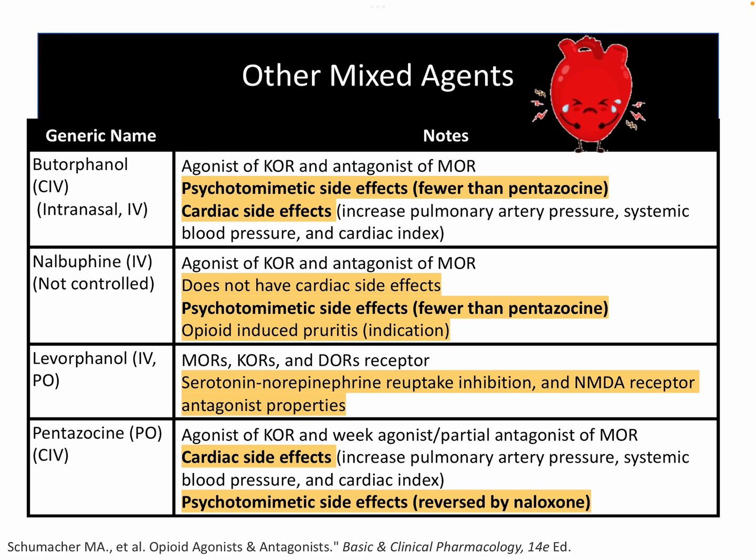Some other agents that we want to consider: butorphanol. Sorry, I apologize. We were just talking about buprenorphine. You can see all these have different effects on mu-opioid receptors and such. You can see some of them are receptor agonists and some of them are receptor antagonists. Note which ones have the cardiac side effects and which ones have the psychomimetic side effects. That's the biggest thing you need to know here. Levorphanol is serotonergic, so you do want to avoid it in patients that have MAOIs as well. Increased risk for serotonin syndrome.